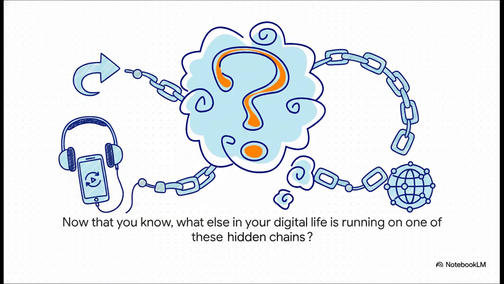It's always about understanding the trade-offs and picking the smartest, most efficient tool for the specific problem you're trying to solve. So, the next time you hit undo on a mistake or you listen to that favorite playlist on repeat, you'll know the secret little chain that's working hard behind the scenes. And that really just leaves us with one final thought. Now that you know what to look for, where else are you going to spot these hidden chains in your digital world?